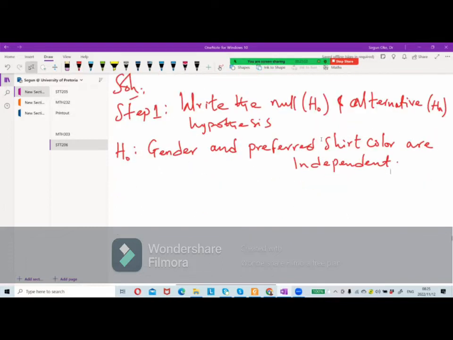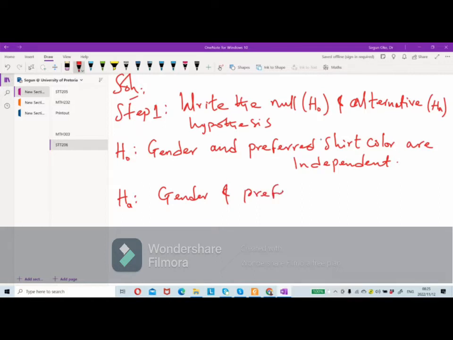So that is how to state it. Then, if you now want to look at the alternative, it will be that gender and preferred shirt color are not independent.